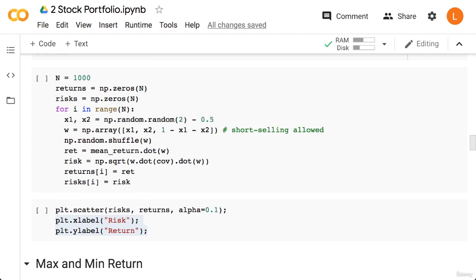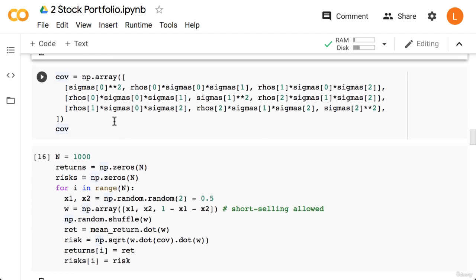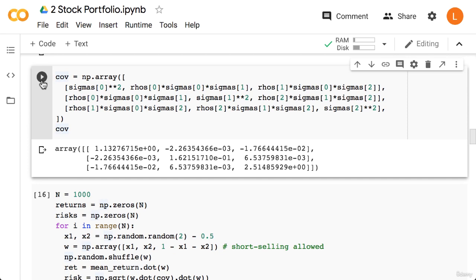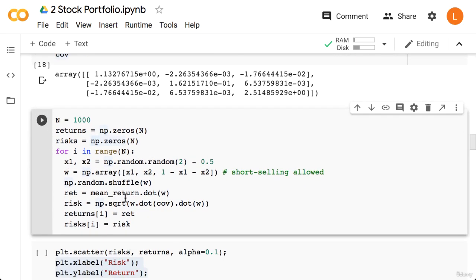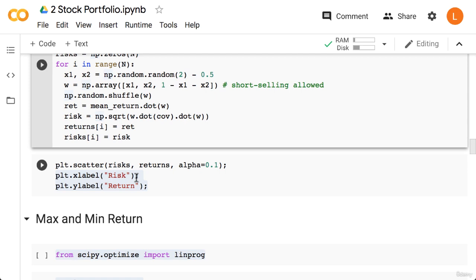Let's consider the range of values for the third value. If x1 and x2 are both 0.5, then we get 1 minus 1, which is 0. If x1 and x2 are both minus 0.5, we get 1 plus 1, which is 2. So again, these weights are imbalanced, and a simple way to balance them would be to shuffle the order. Note that there are many ways to generate random weights, so you are encouraged to try different things. Alright, so let's run this. And let's make our plot.